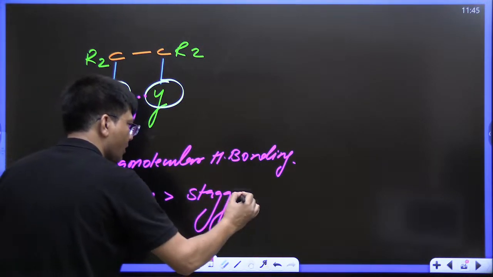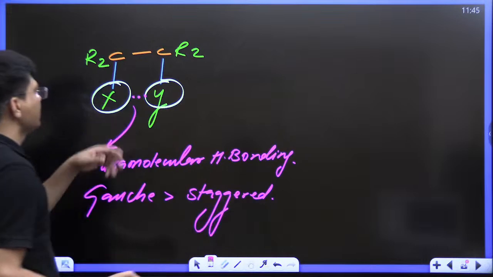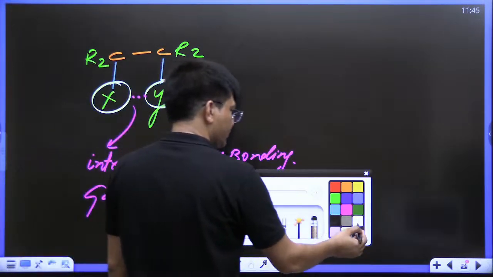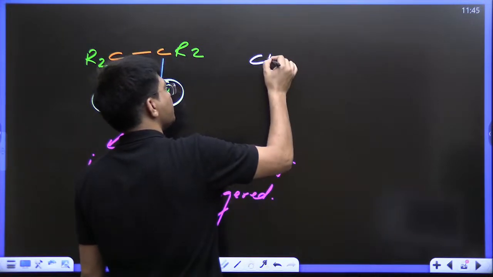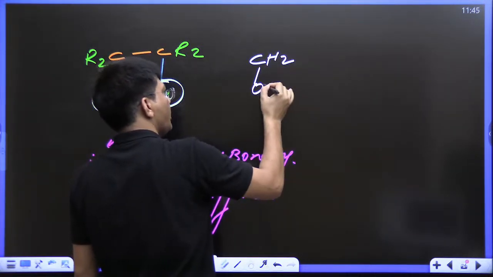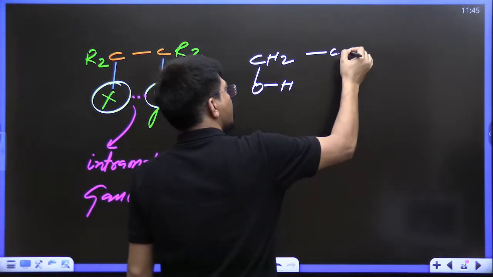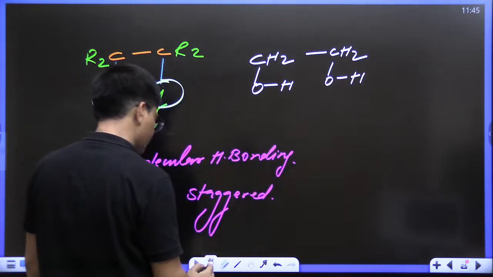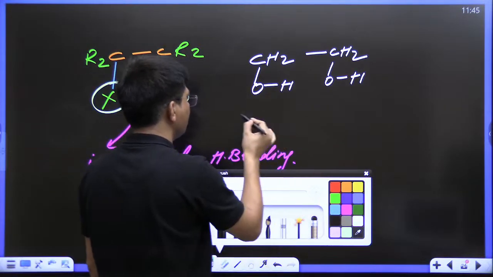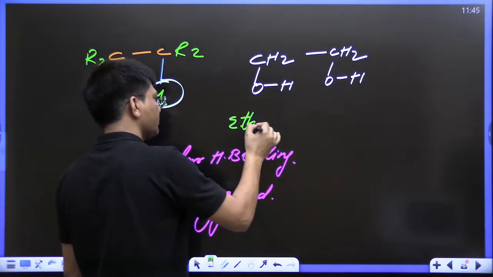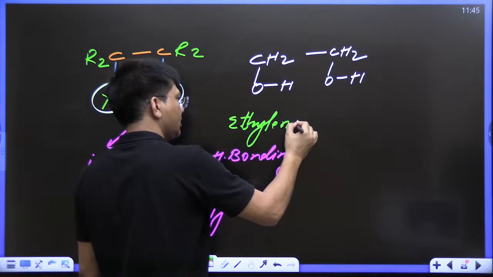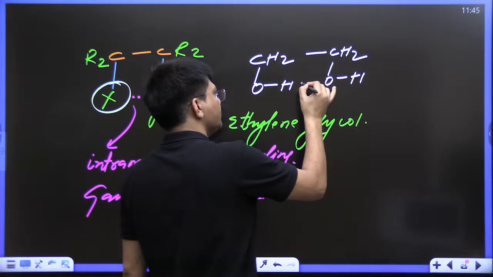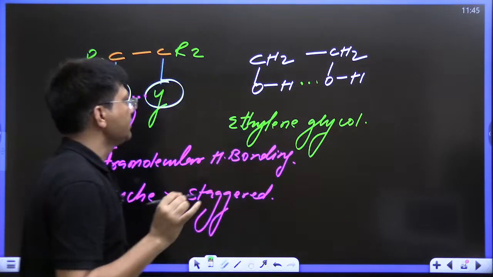So what are these compounds, how do they look, and what is the examiner going to give in the exam? Once the examiner has given a compound like this, CH2OH, CH2OH, this is ethylene glycol. Just try to find out whether it has intramolecular hydrogen bonding or not. Kids, do let me know. Ethylene glycol. So there is intramolecular hydrogen bonding.